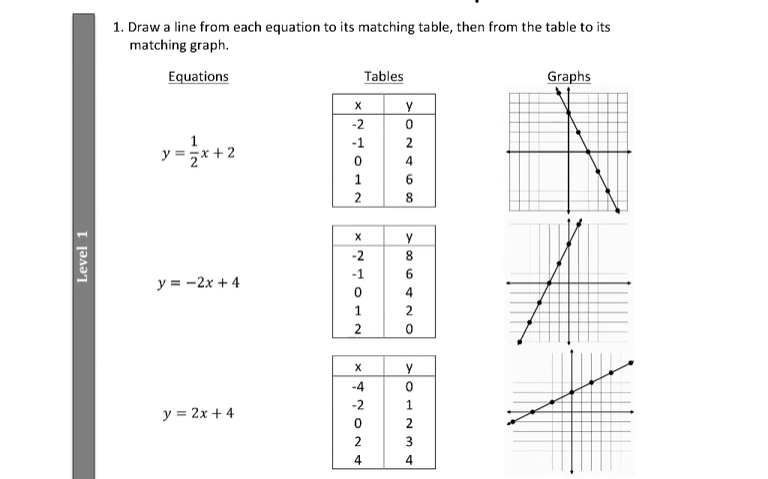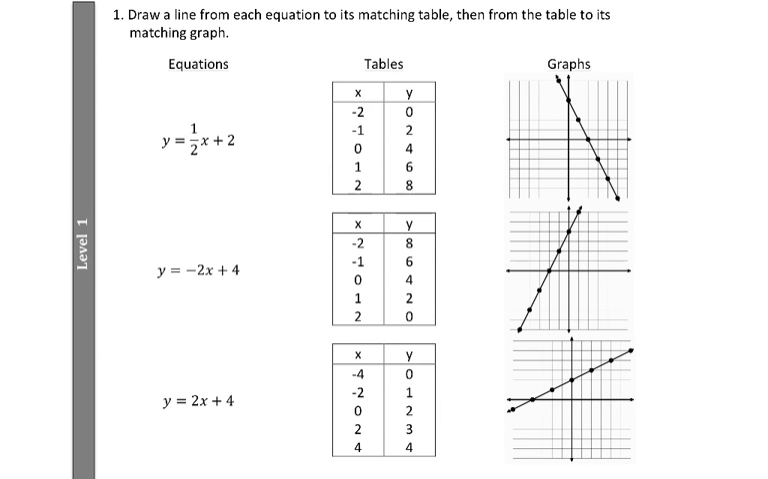Alright, part 1, we need to draw a line from each equation to its matching table, then from its matching table to its graph. So we're kind of going to draw a line that connects all of these things that match together. So let's go ahead and do that. Again, in this unit we're going to do a lot of stuff backwards.